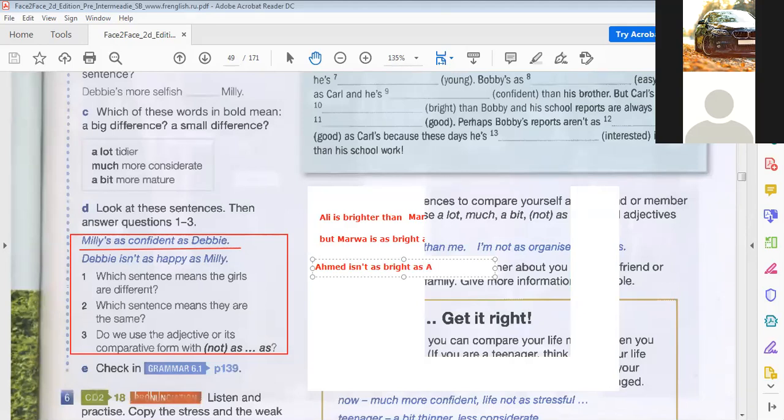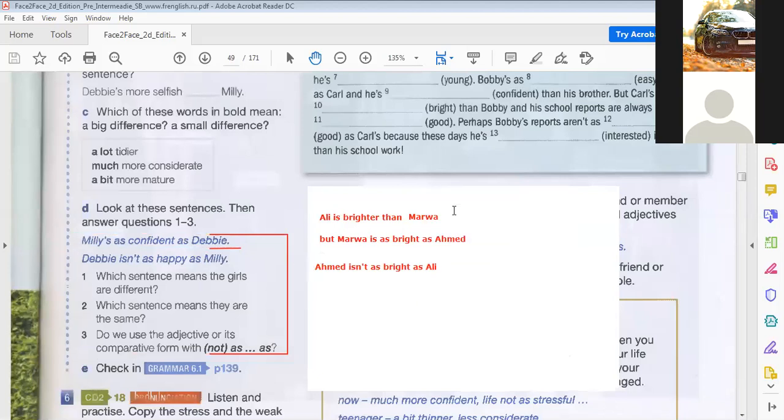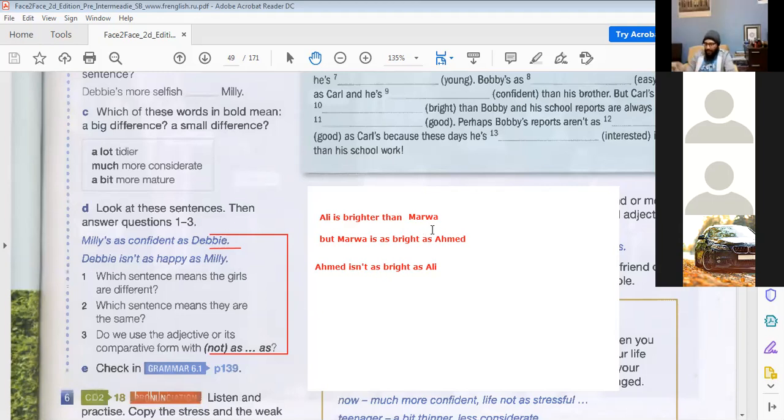So now my question is, who can change the last two sentences? Okay, the last sentence. Ahmed isn't as bright as Ali. Who can change it in another way? Who can write it in another way? And another question, who is the brightest one in the class? Of course, what does it mean when we say bright? Who can tell me what it means? Yes, this is the idea. It means good at school. This is the meaning of bright.